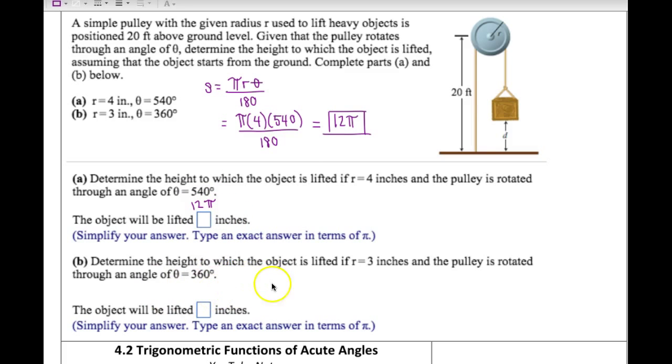And then you do the same thing for part B. I'm going to write this down here. So S equals pi times 3 times 360 over 180. And if you do this out, you're going to end up with 6 pi. There we go. And that's all the notes for today.